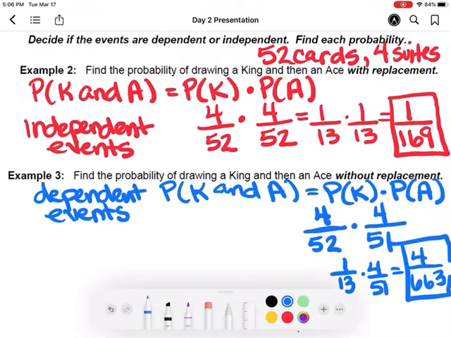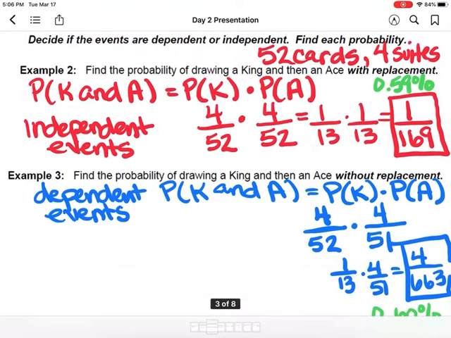So just to compare for you guys, 1 out of 169 is like a 0.59% chance of getting a king and then an ace. And then over here, we have basically a 0.60% chance. It's a little bit higher, which makes sense because you have more of a chance of getting your ace because you have 1 less card in the deck for your second draw. So hopefully this idea of independent versus dependent events is kind of starting to sink in a little bit here.